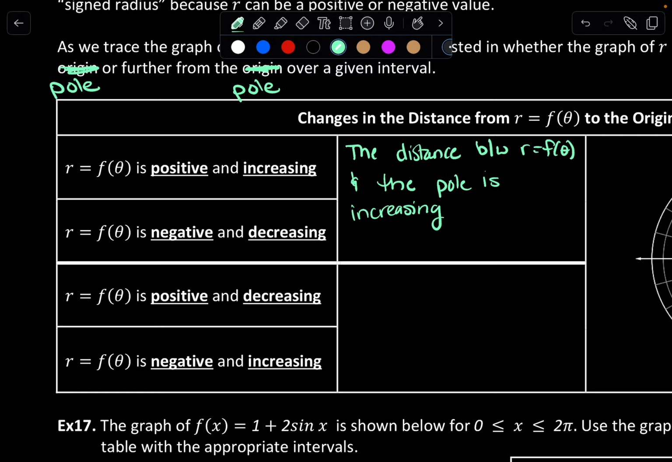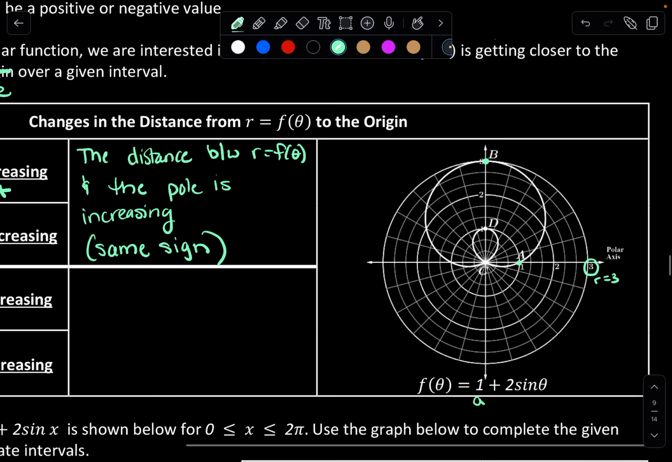And this is when, if you think back to rectangular, if the function was positive and increasing, we would say that the rate of change was increasing. And if it was negative and decreasing, we would say that the rate of change is decreasing. All right. So this is going to have the same attribute as rectangular. This is when the function itself and its rate of change have the same sign. So we can think, oh, the radius is positive, and the radius is increasing. That means the distance from the expression and the pole is also increasing.